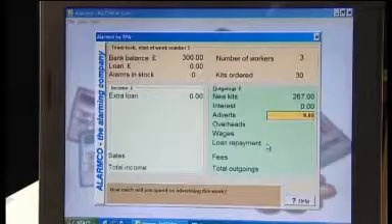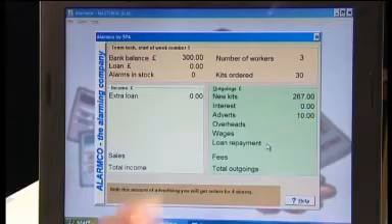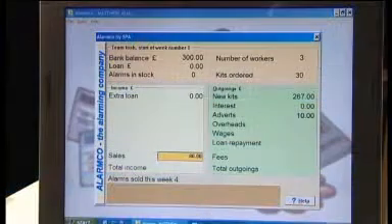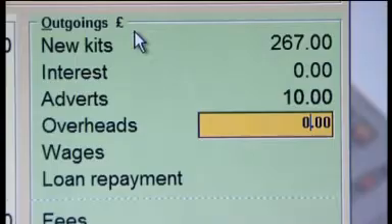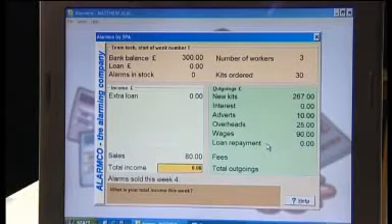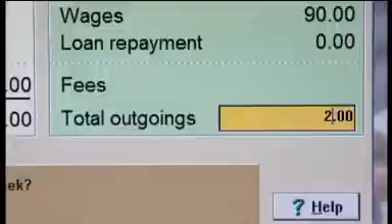But in more advanced levels, it's just like in real life, it's a non-linear relationship. So the more money I put in, the less overall effect it has. Well, I'm going to put in £10 to see what that gives me. I've sold a grand total of 4 alarms, so that's £80. And I have some fixed outgoings like the overheads for my company, so we'll just type that in, and my wages. Now, my total income is £80, and the moment of truth now.